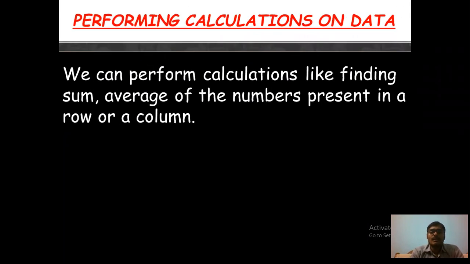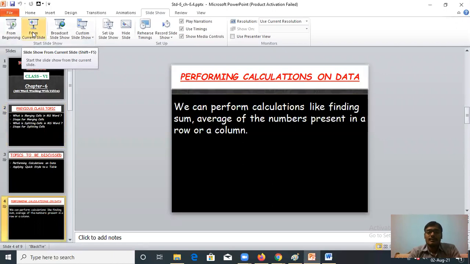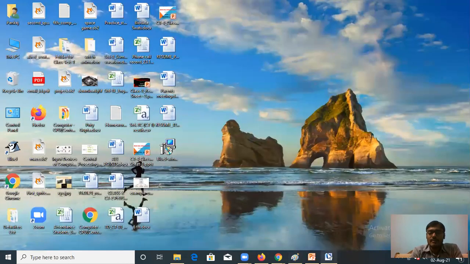Now, performing calculations on data. We can perform calculations like finding the average of the numbers present in a row or a column. We can do some types of mathematical calculation. Understood? So let us see how to perform calculations in MS Word. First, you need to open MS Word.